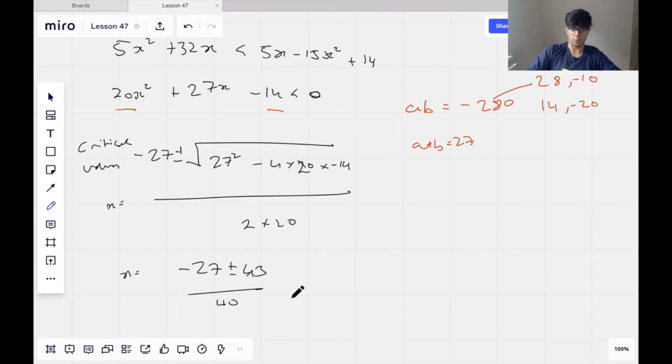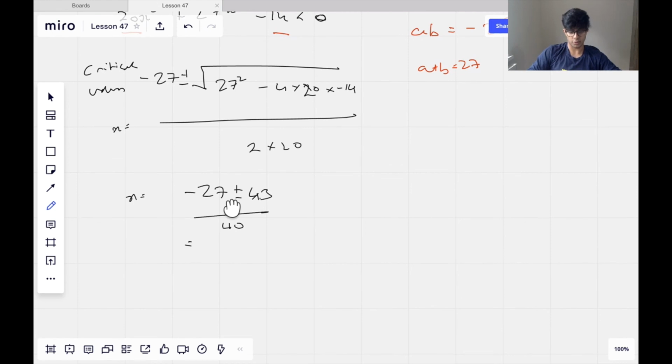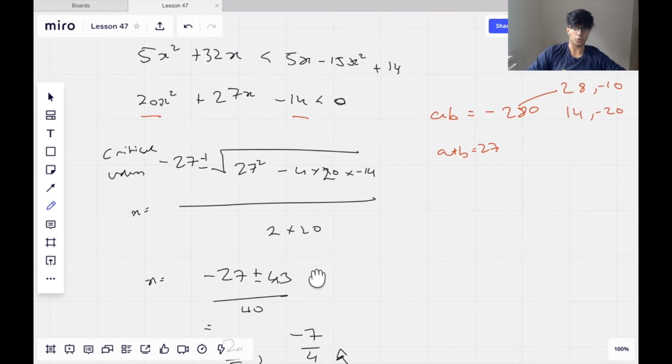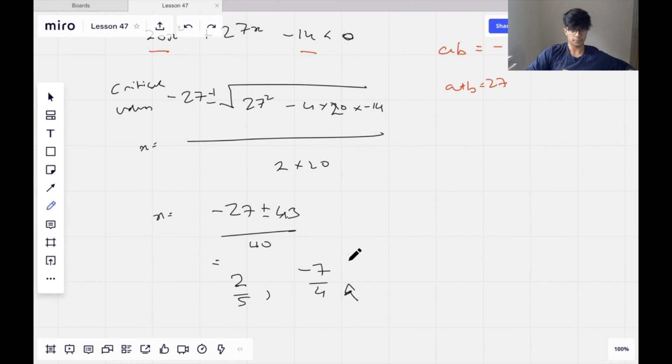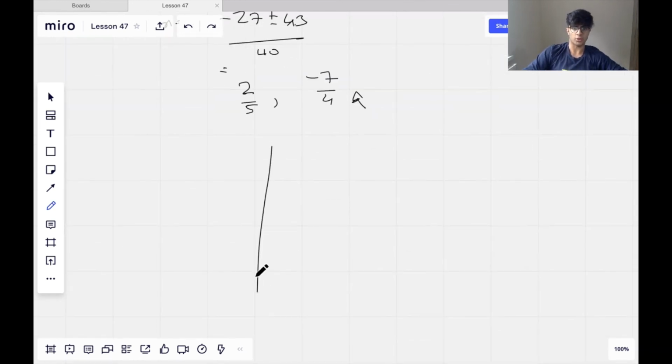If we evaluate both those cases, x is equal to minus 27 plus 43, which is 16, divided by 40, that's 2 over 5. And the other case, minus 27 minus 43 divided by 40, that's minus 7 over 4. So these are our critical values. Now we plot our graph to figure out which way we're looking. This is a positive cubic as we've seen, and we have an intercept of minus 7 over 4, which is somewhere here, and 2 over 5, which is here.